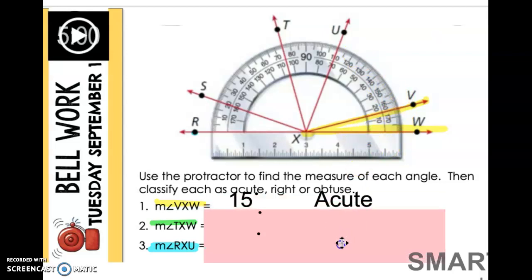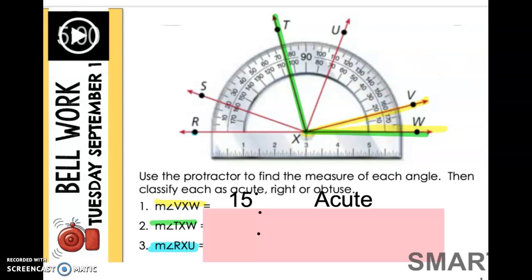We find that the measure of that angle is 15 degrees and it is an acute angle. Make sure you put the degree symbol there. The degree symbol is important. All right, next we want to find the measure of angle TXW. So I'm going to highlight it in green.